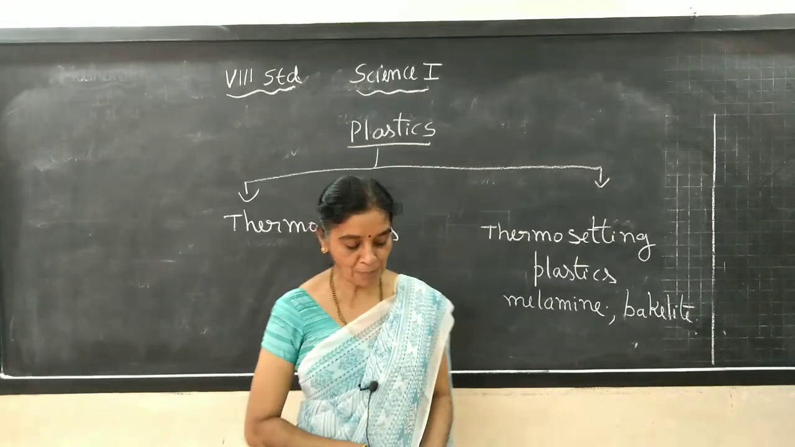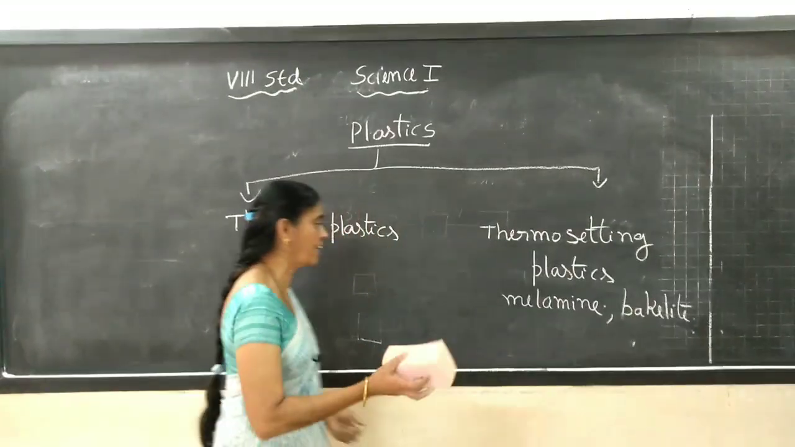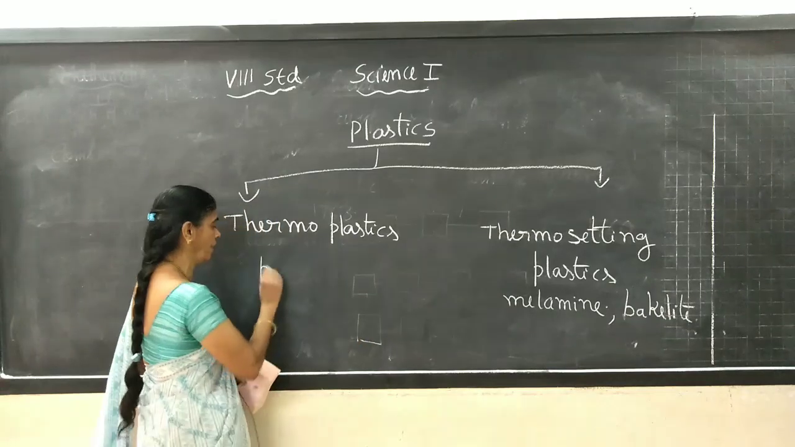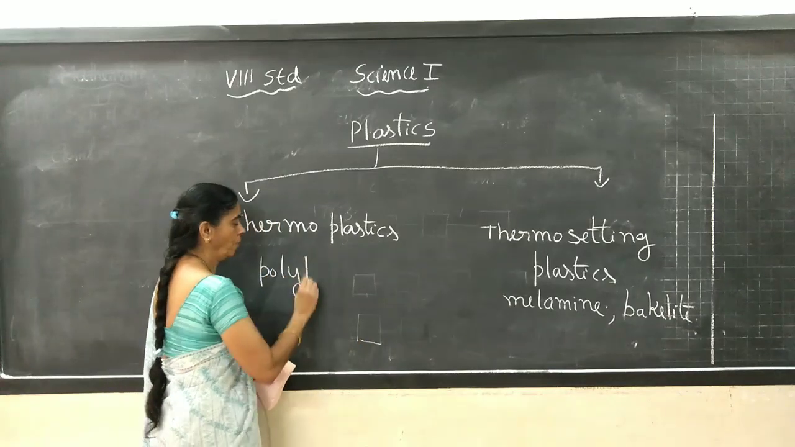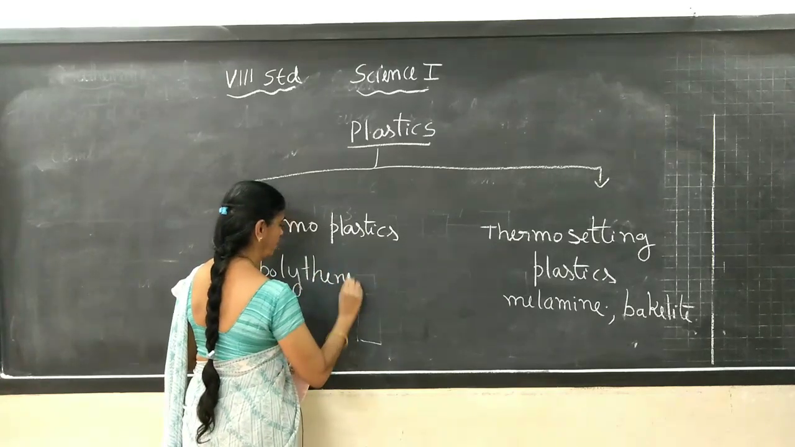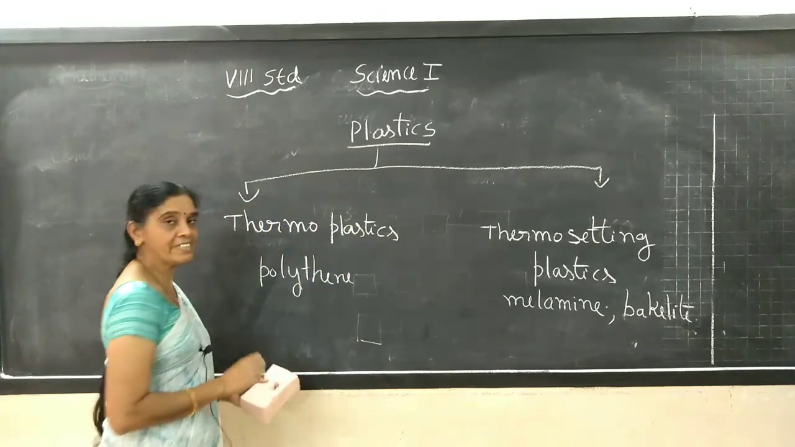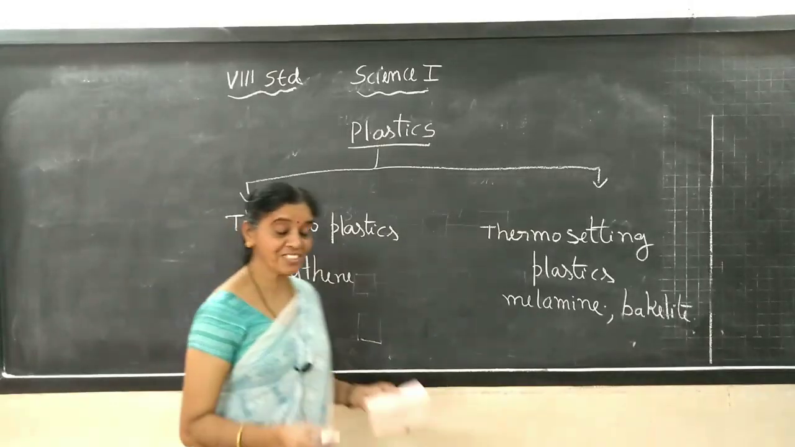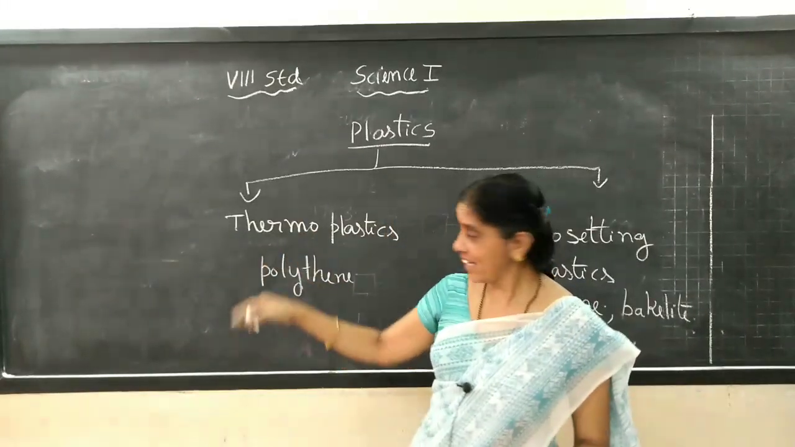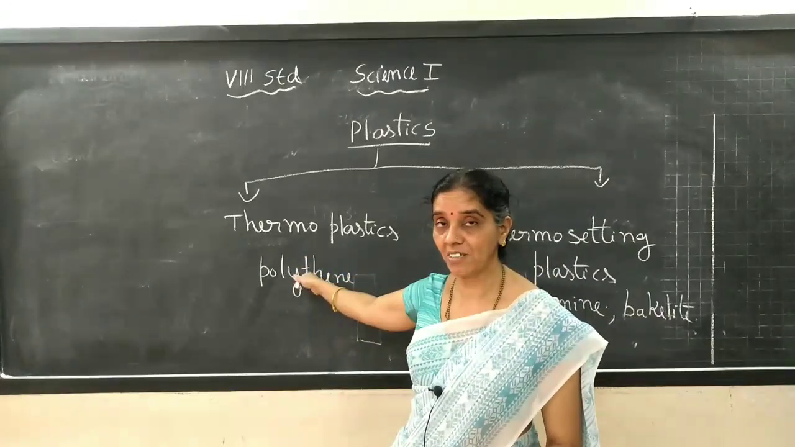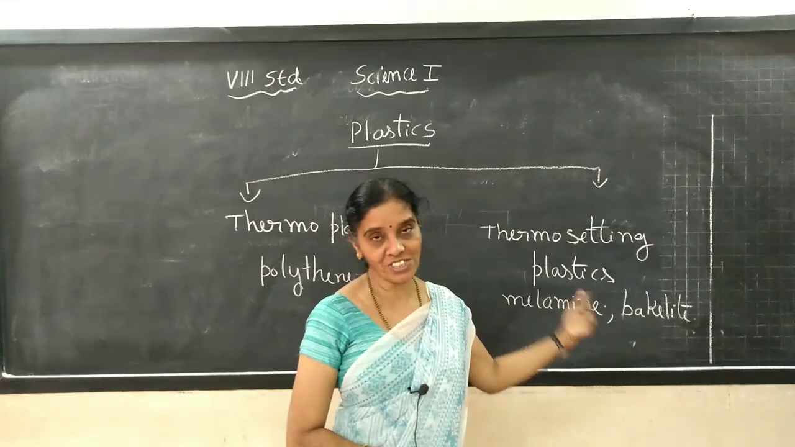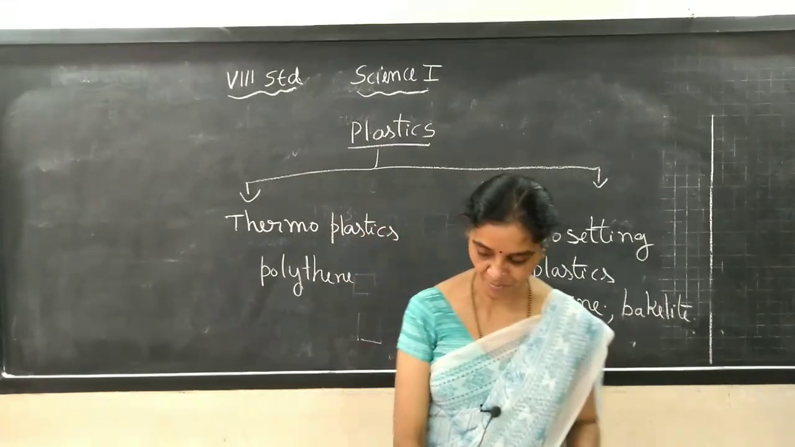So we have two types of plastics, thermoplastics and thermosetting plastics. Here you can say an example, polythene. The polythene bags we use in our day-to-day life, no? That is the example. So we can use it, but this one we cannot use again and again. It won't change by applying the heat energy.